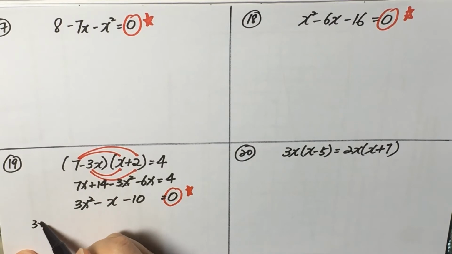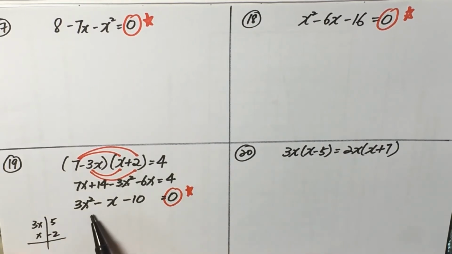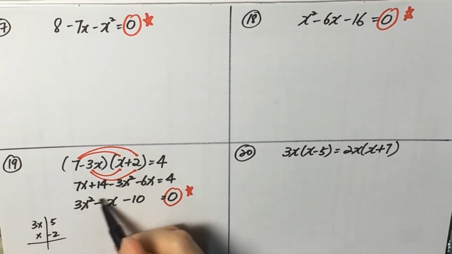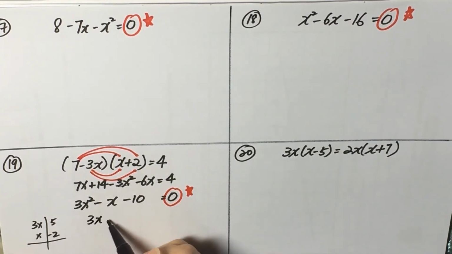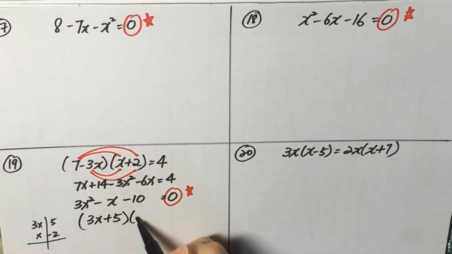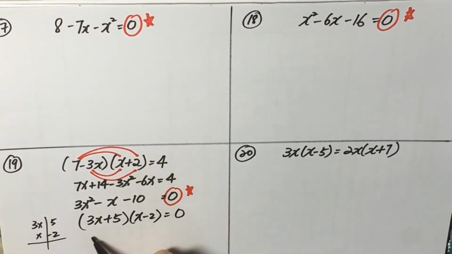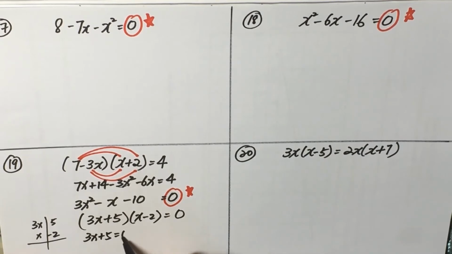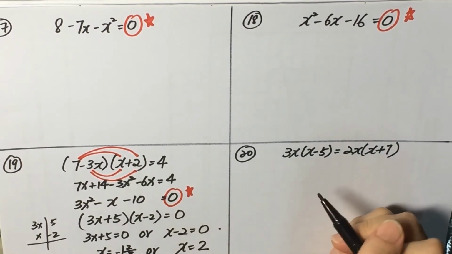So what we're going to do is use the cross method to factorize. So we have negative 6x plus 5x, so it's negative x, which is this middle term. So I'm going to have 3x plus 5 times x minus 2 equals 0. So by the zero factor law, either 3x plus 5 equals 0 or x minus 2 equals 0. So x is negative 1 and 2/3 or x equals 2. So these two are the answers.